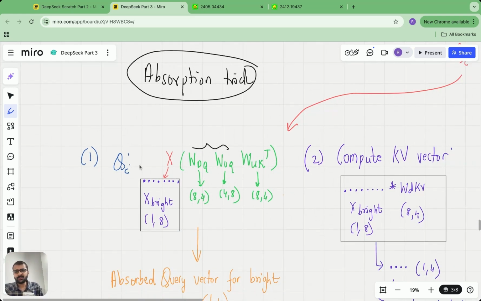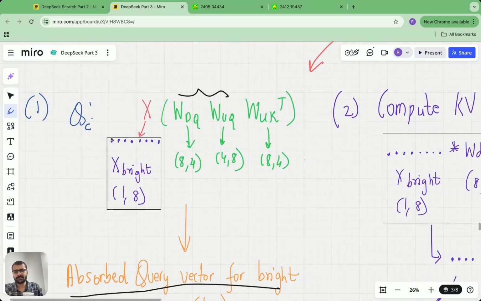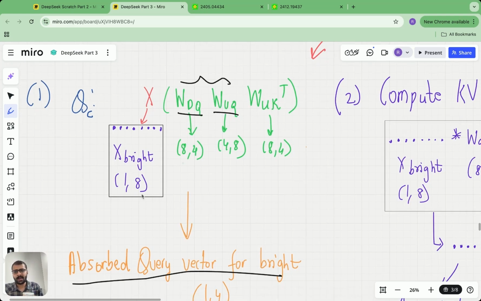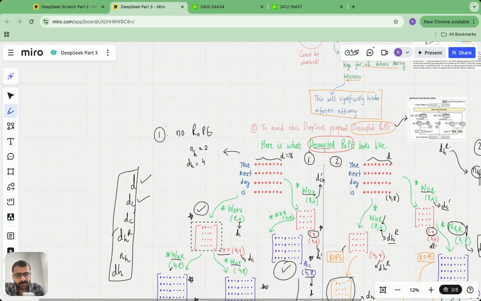So now my QC, which is my absorbed query vector for bright, will be X, the input token only for bright, so that's 1 by 8, multiplied by WDQ, the down projection query, multiplied by WUQ, the up projection query, multiplied by WUK transpose. Again, pay careful attention to dimensions. This will be equal to D. WDQ will be my down projection. Take a look at the dimensions over here.